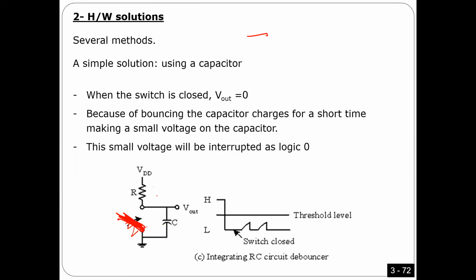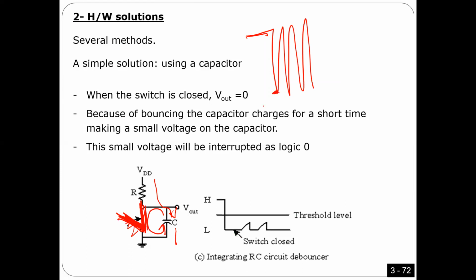This capacitor is gonna charge. When you close it, I told you it's gonna be open, closed. This is what makes the bouncing here. The switch is open, closed, open, closed, open, closed. So when it is closed, this capacitor is gonna discharge. When it goes high again, you charge. But because the time for the bouncing is a short time, you open for a short period and then you close for a short period. What's gonna happen here? You charge.